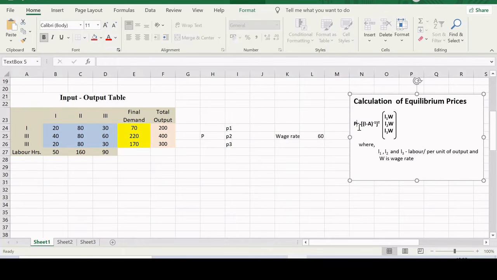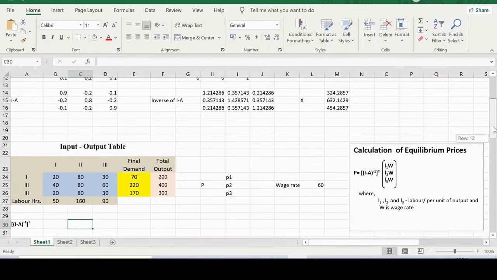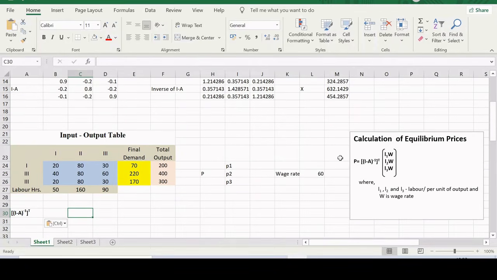So to find the transpose of the inverse of I minus A, as we have already calculated the inverse of the I minus A matrix, I can use that information and easily find the transpose by using the function available in Excel for the transpose of a matrix. To find the transpose of any matrix, we first need to select the range in which we can write the transposed matrix. As the inverse of this I minus A matrix is a 3 by 3 order matrix, its transpose will also give us a matrix of the same order.